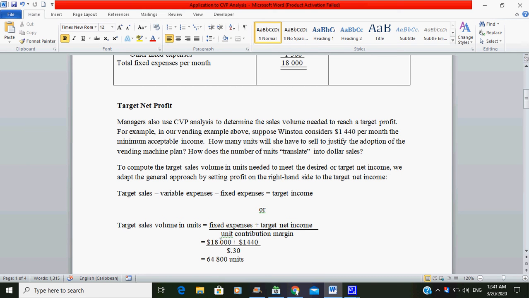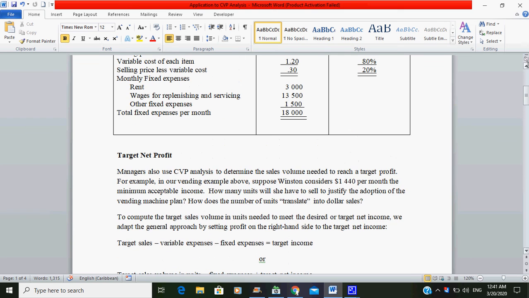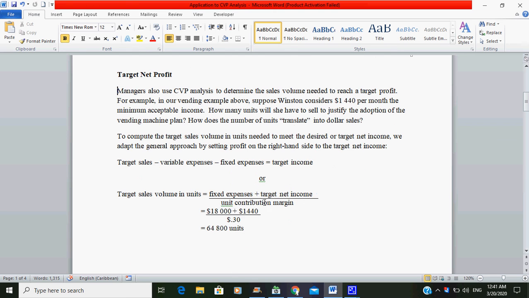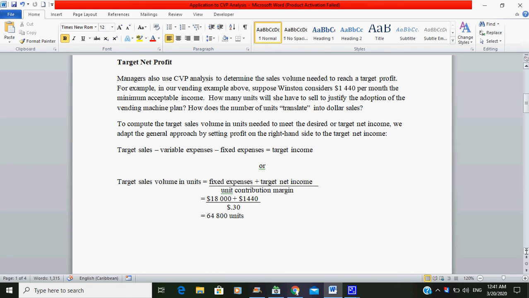Our fixed expense is 18,000, as you would have seen before, and our target net income is 1,440. Divided by our unit contribution margin, which is 30 cents, the one I told you about before. When you add up both of these numbers and divide by 30 cents, you get 64,800 units. That is the number of units you would have to sell to gain a profit of $1,440 per month.